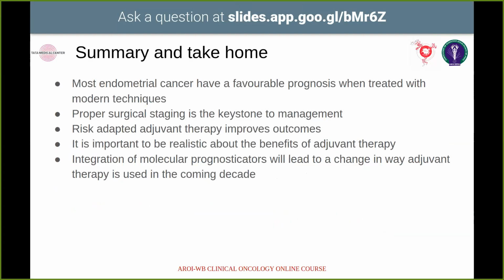The summary and take home is that most endometrial cancers have a favorable prognosis when treated with modern techniques. Proper surgical staging is the keystone to the management, and risk-adaptive adjuvant therapy improves outcomes. It is important to be realistic about the benefits of adjuvant therapy, especially when you are counseling the patients.